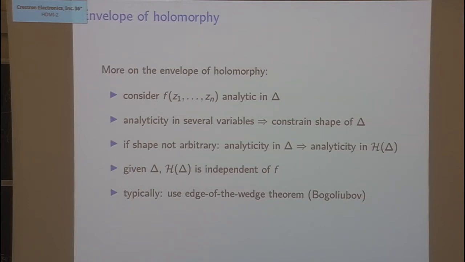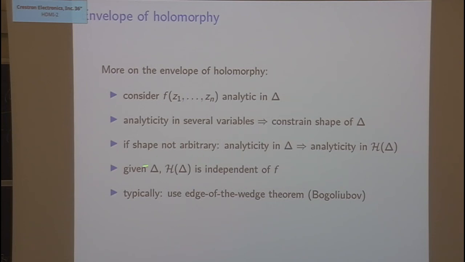Then a second note on the envelope of holomorphy, to explain more why points 4 and 5 are independent of the function. It's a bit like when you go from a function of one real variable to one complex variable: if functions have to be analytic, they are much more constrained than just a differentiable function of one real variable. But when you start to have several complex variables, it's even stronger. So if you consider a function f of n variables which is analytic in delta, analyticity in several variables, 1 to n, constrains the shape of delta.